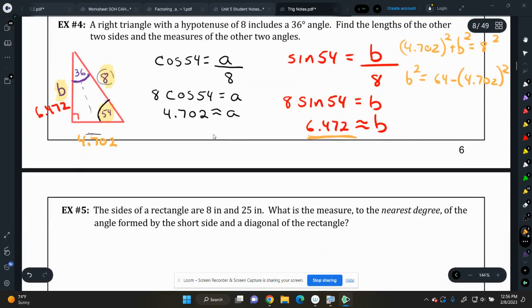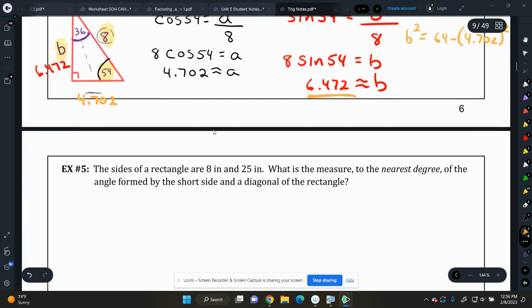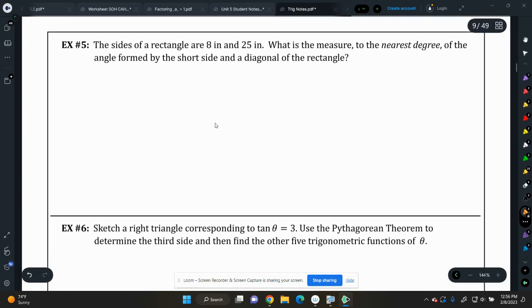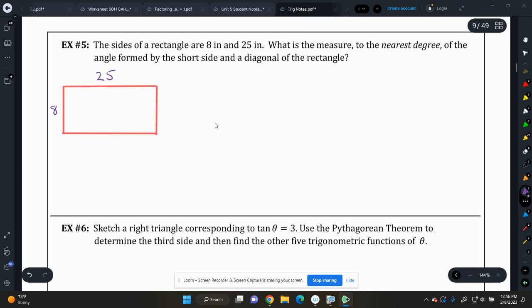Okay, questions so far? Okay, so the next question is going to be a little bit different. All right, so let's look at example number 5. We have the sides of a rectangle. So let's draw a rectangle. Okay, there's my rectangle. The sides of a rectangle are 8 and 25. Right, that means this is 8 and this is 25 also.